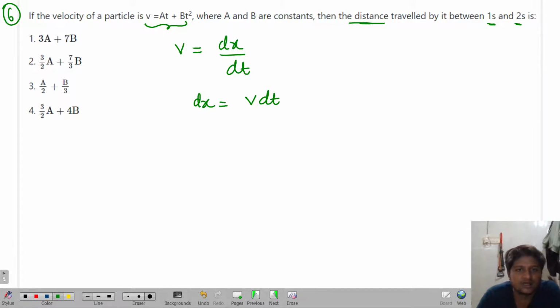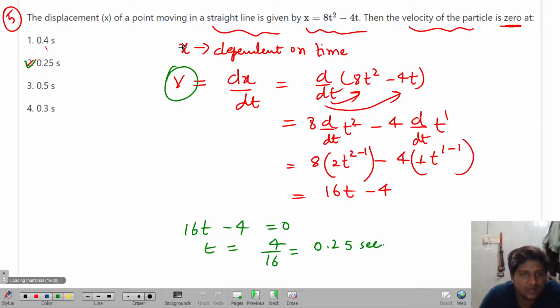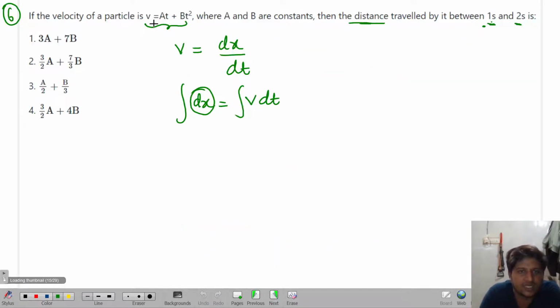Now try to understand. If I want to calculate the distance traveled in time t equal to 1 second to 2 seconds, remember that dx is the smallest distance and dt is the smallest time. But I have to calculate the distance traveled over a bigger time, that is 1 second to 2 seconds. So I'll have to apply the integration sign. Understood? When x was given and I was required to calculate velocity, I applied dx by dt. But when velocity is given and I have to calculate x, what will it become?